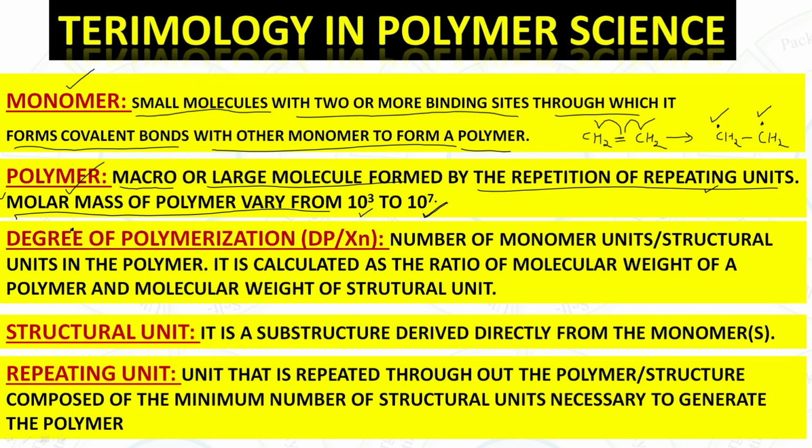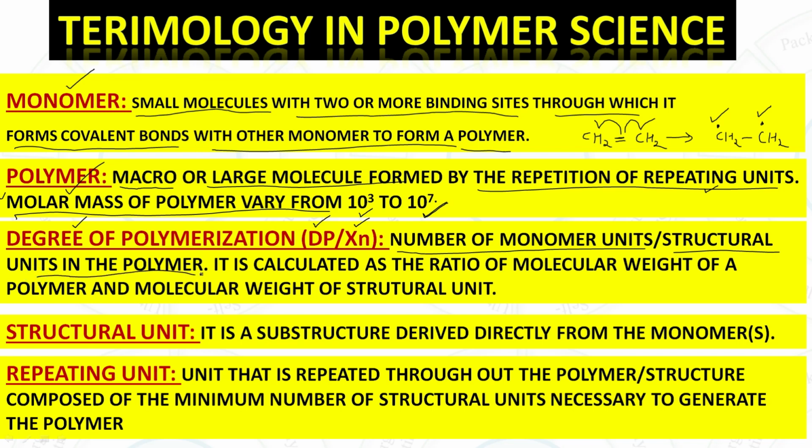And the next important term, which is very, very important, is the degree of polymerization. The abbreviation of degree of polymerization is DP, or sometimes it is also written as Xn. Whether you write DP or Xn, they are both the same thing, please remember. So what is degree of polymerization? I have written the definition here: the number of monomeric units or structural units present in the polymer, right?